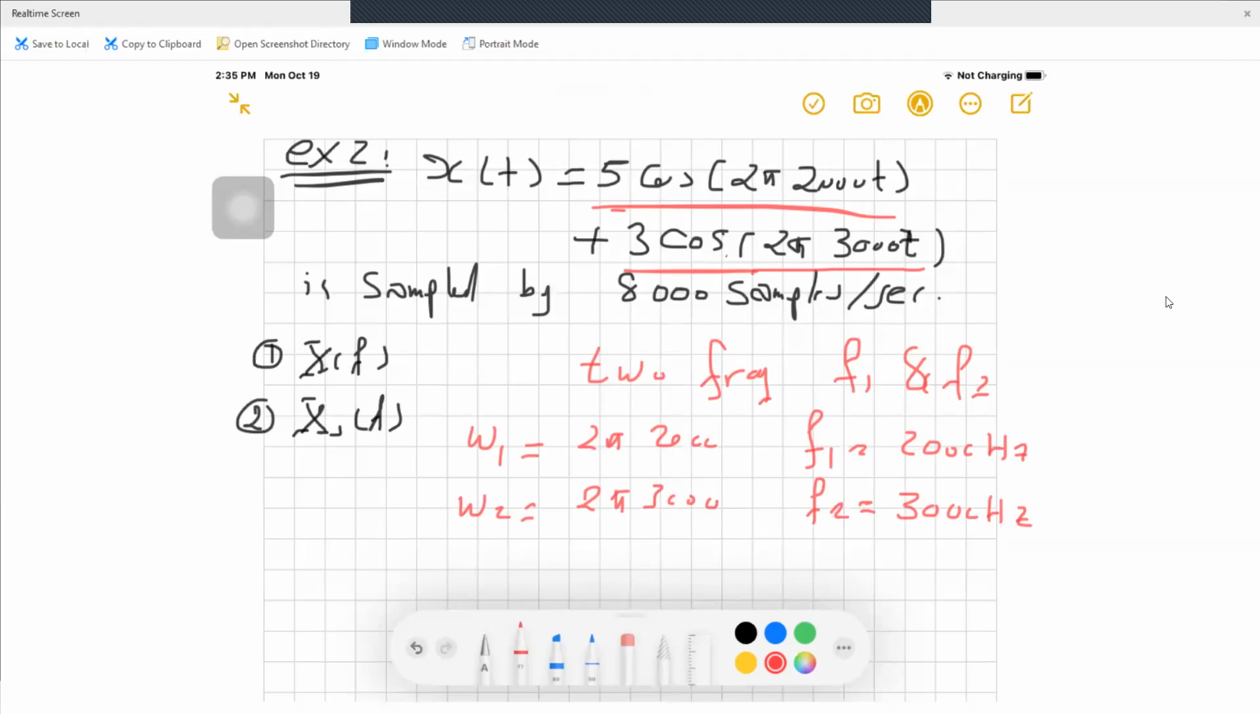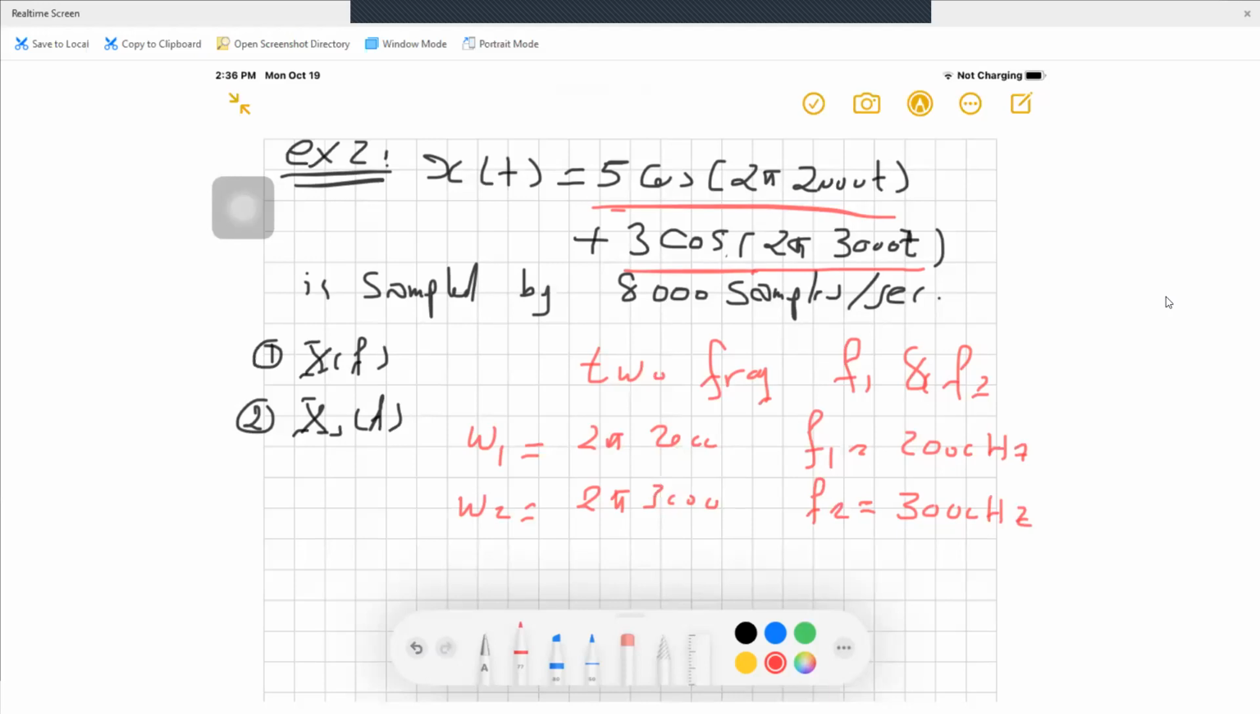Is it clear for you? Yeah, it's clear. Good. So we have two frequencies in this example. Now, my question is, what will be the maximum frequency? Yes, it's very clear that 3000 is the maximum frequency.